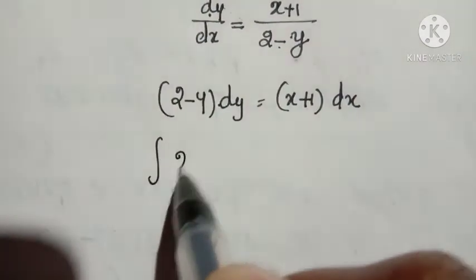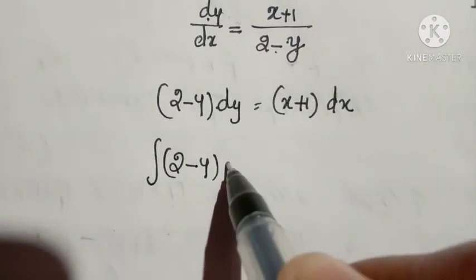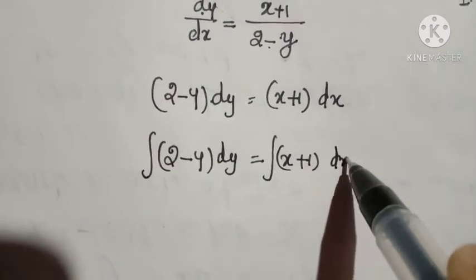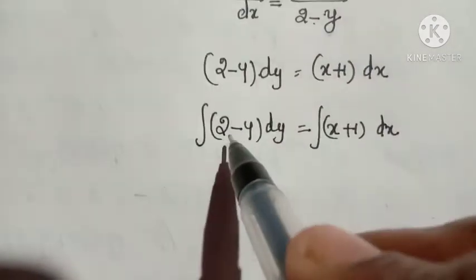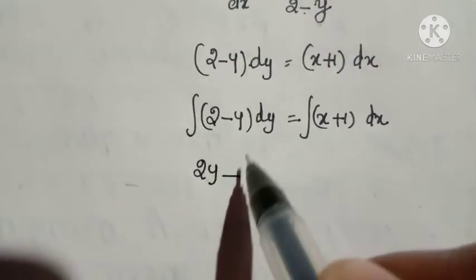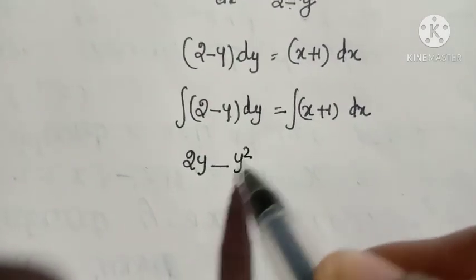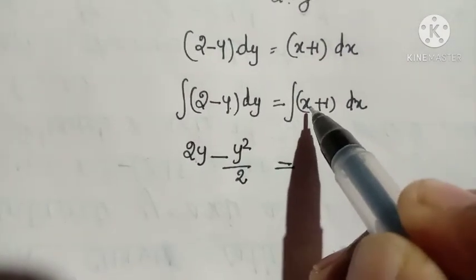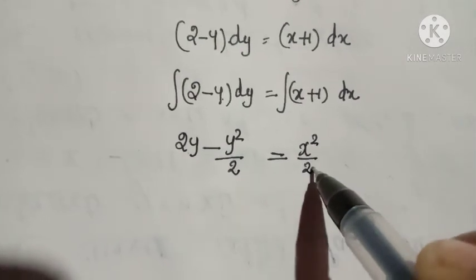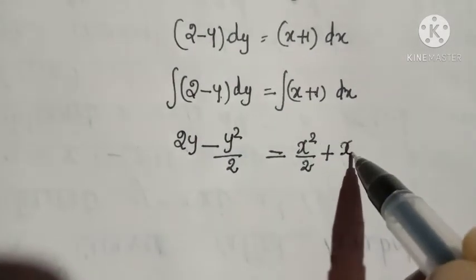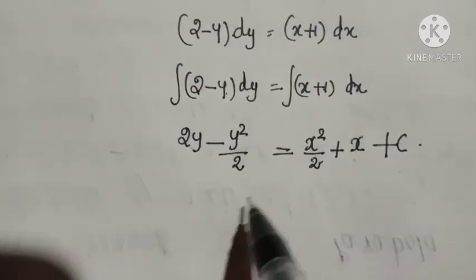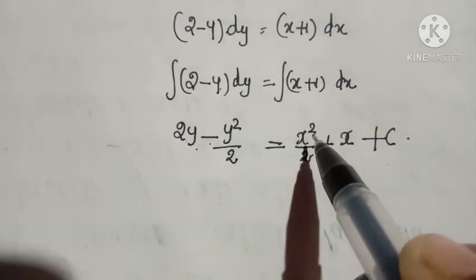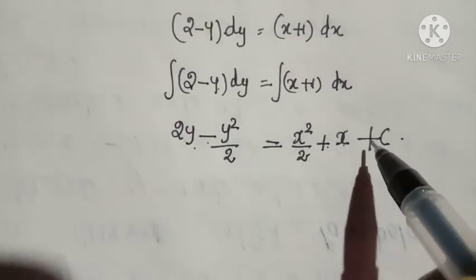Now the next step is integrating. Integral of (2 minus y) dy is equal to integral of (x plus 1) dx. And as usual, find the integral. 2y minus integral of y is y square by 2, and don't write plus c here. Equal to integral of x is x square by 2 plus integral of 1 is x, then the integration constant c. So 2y minus y square by 2 is equal to x square by 2 plus x plus c.